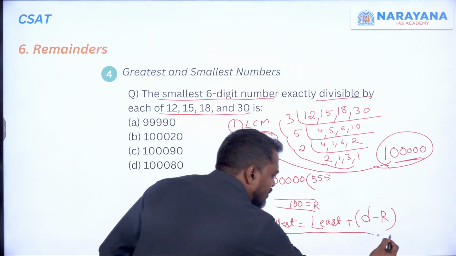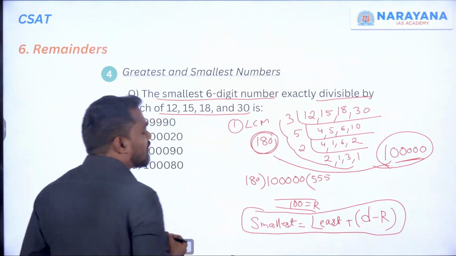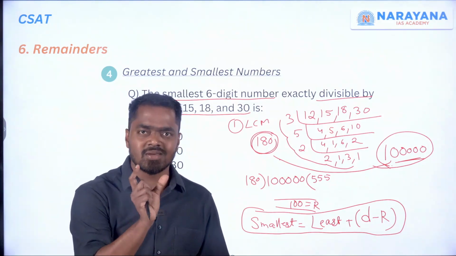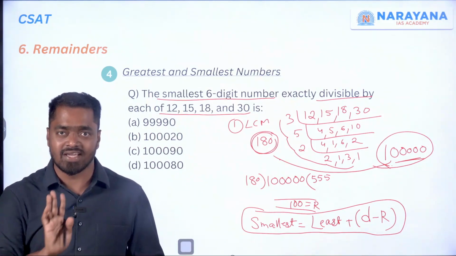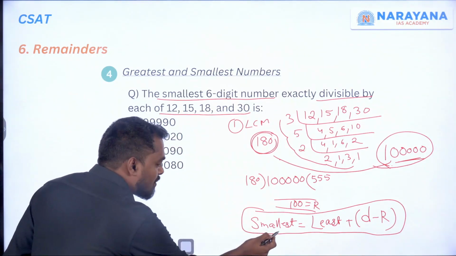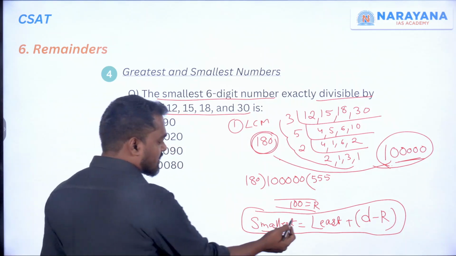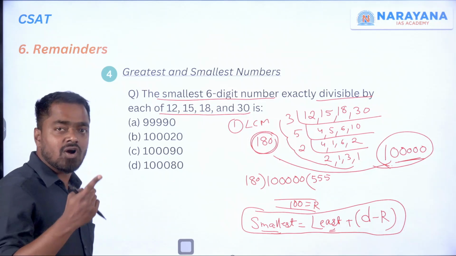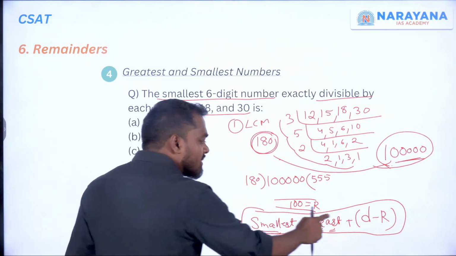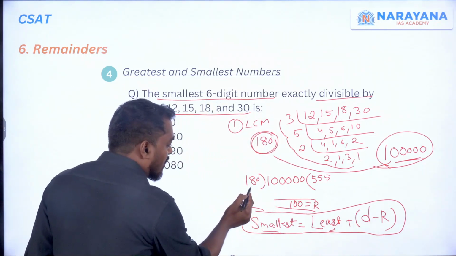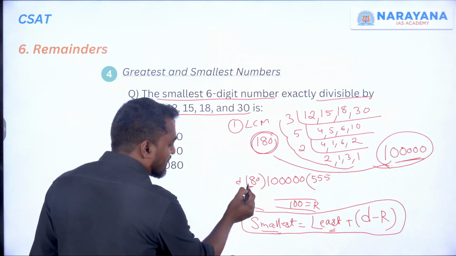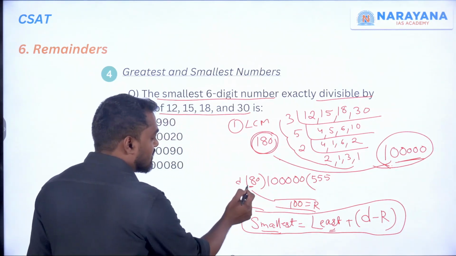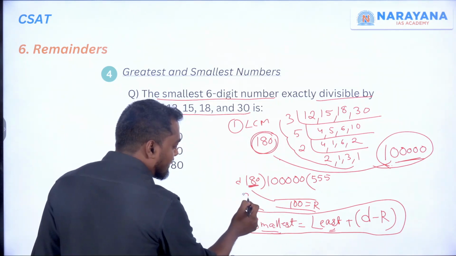So there are two kinds of models, the greatest 4-digit number and the smallest n-digit number. For the greatest, a simple formula: highest minus remainder. For the smallest, the smallest number is equal to least plus divisor minus r. Here we are not just taking out the remainder, but divisor minus remainder. So what is the divisor here? That is 180. 180 minus r. You have to add this to the least number. So 180 minus r is 80.